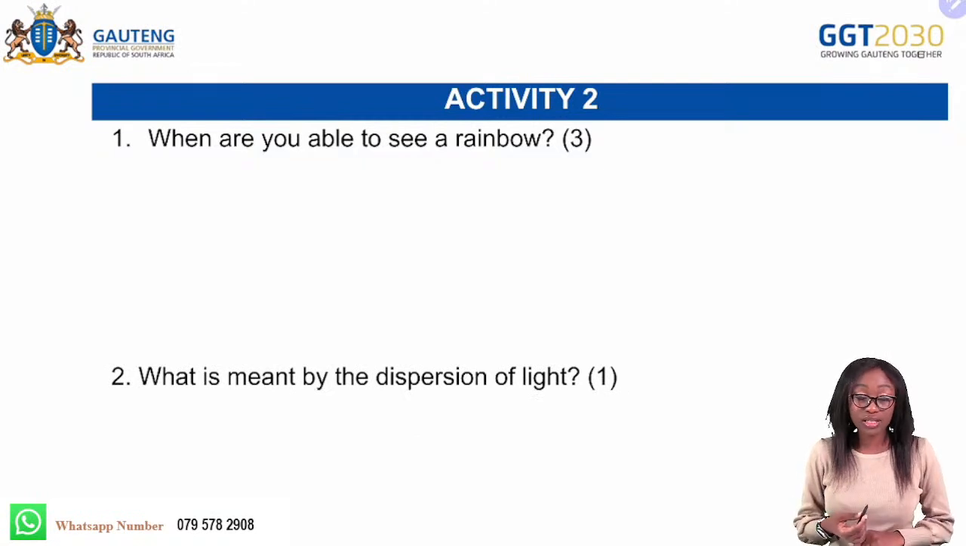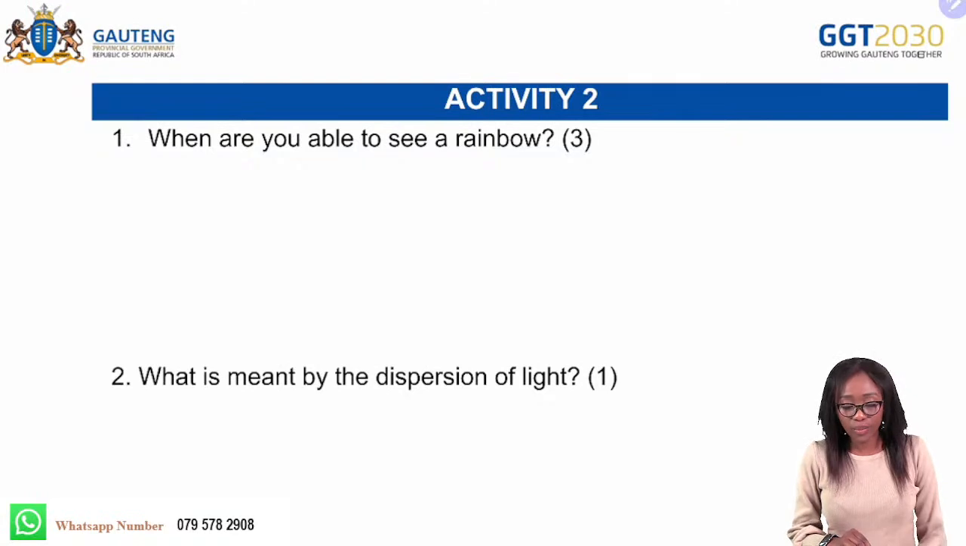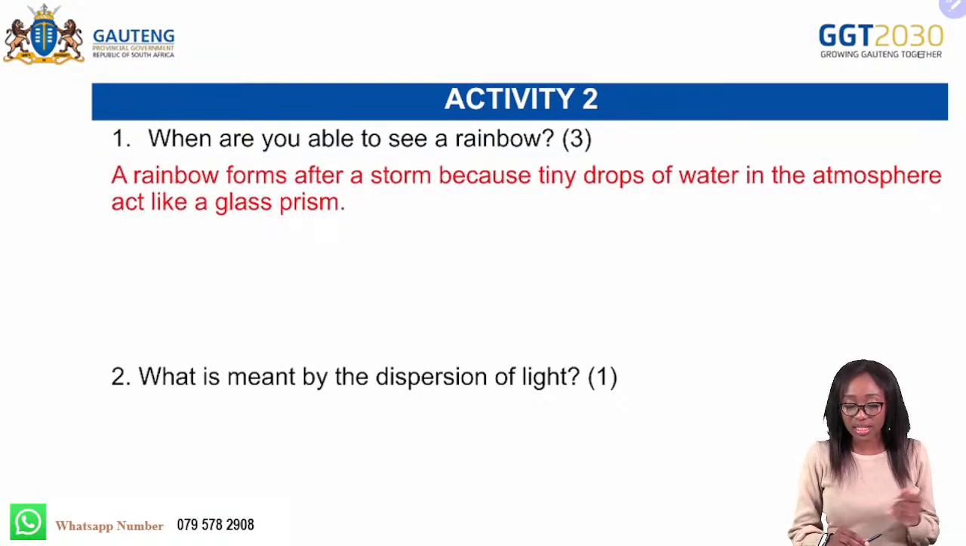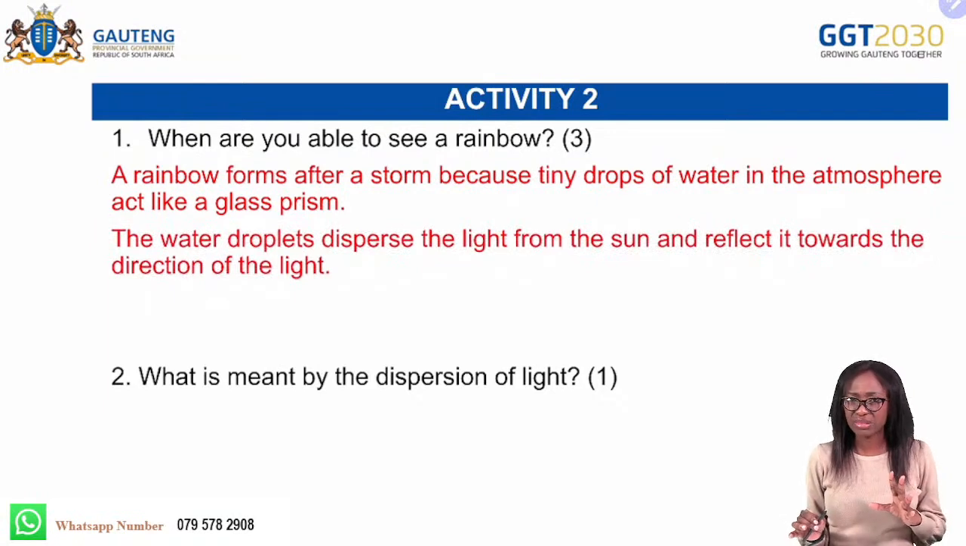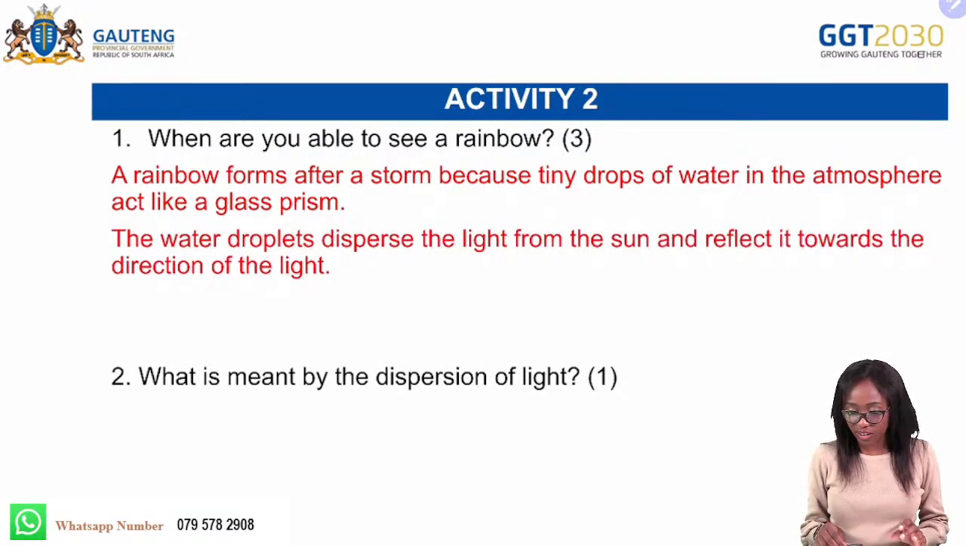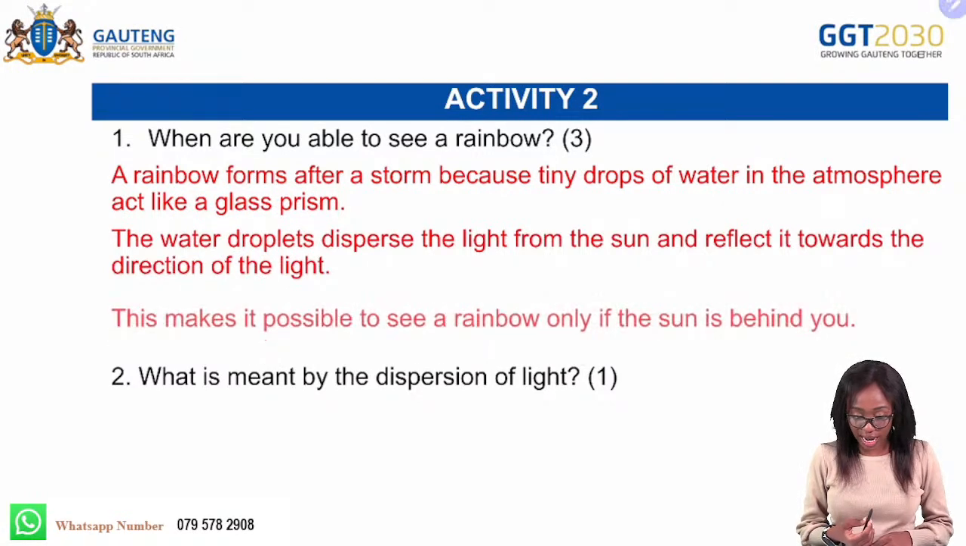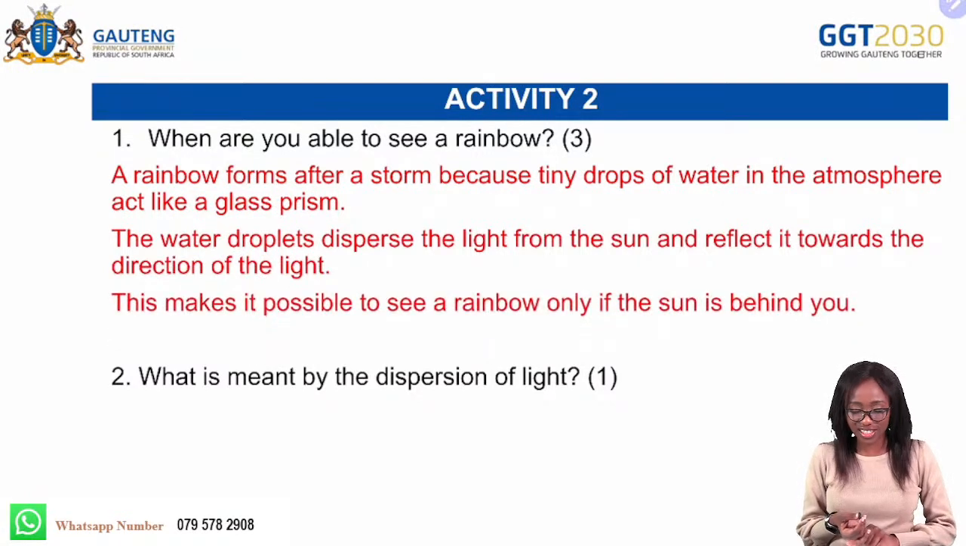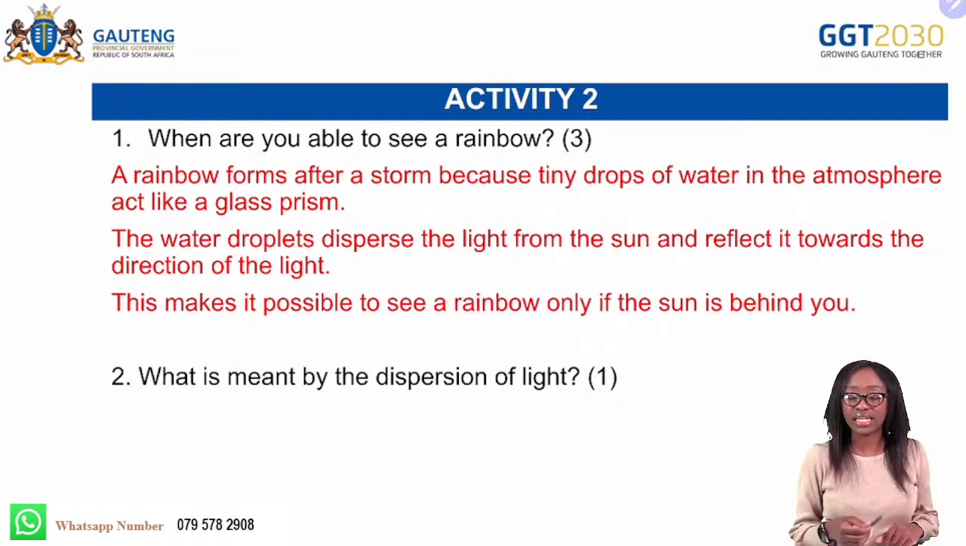Now, let's answer the questions. When are you able to see a rainbow? So this is how a rainbow forms. A rainbow forms after a storm because the tiny drops of water are still in the atmosphere and they act like a glass prism. So when water drops disperse light from the sun and reflect it towards the direction of the light, this makes it possible for us to see the rainbow only if the sun is behind you.